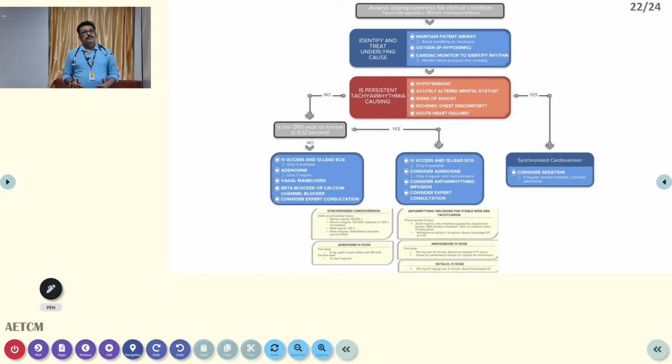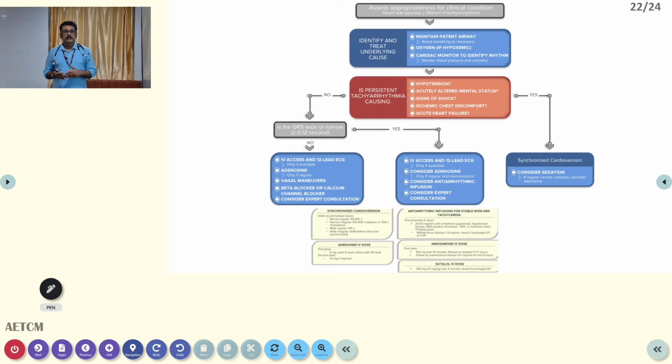Whatever it may be, your questions are the same. Whether tachycardia is there or not, that is the first question. Is it sinus tachycardia or any other type of tachycardia? That is the second thing. Next, look at the QRS complex, whether they are narrow or wide. Then you have to ask whether they are coming regularly or irregularly. The last question is very, very important: are they hemodynamically stable or not?